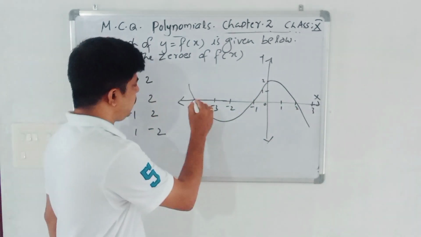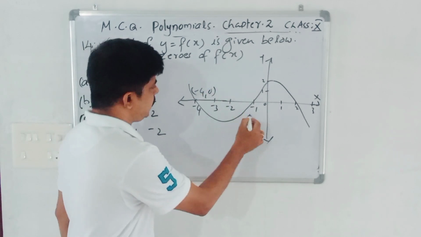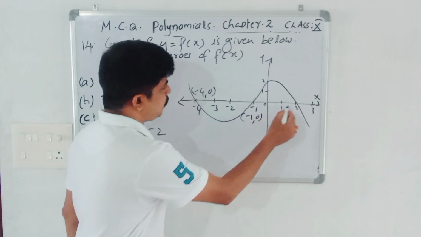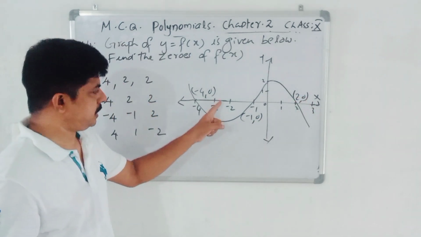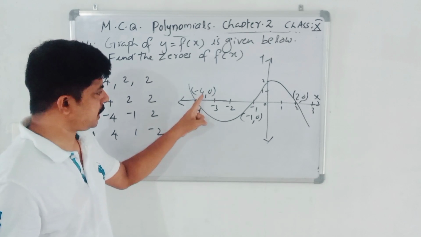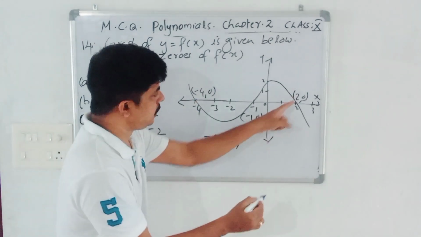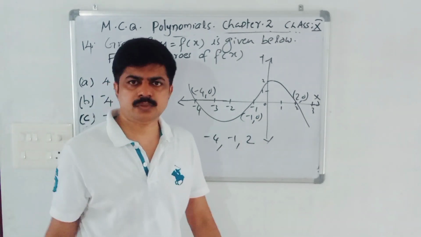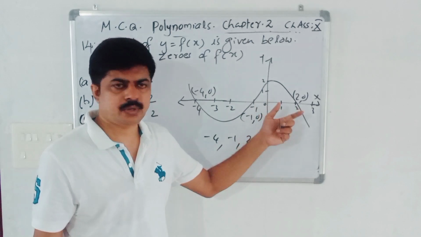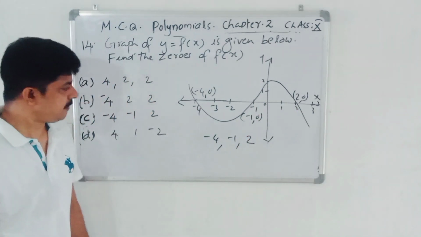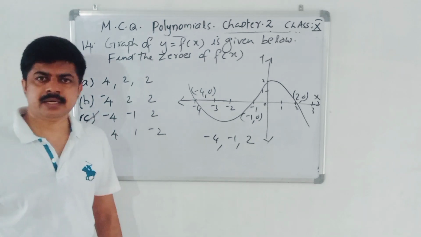Here we have the coordinates of this point, negative 4, 0. Here we have negative 1, 0. Here the coordinates 2, 0. We have to take the x coordinate of the point of intersection. What is the x coordinate? Negative 4. Here x coordinate negative 1. Here the x coordinate positive 2. Therefore, these are the three zeros of this polynomial. So our option is C. Option C is the right answer.